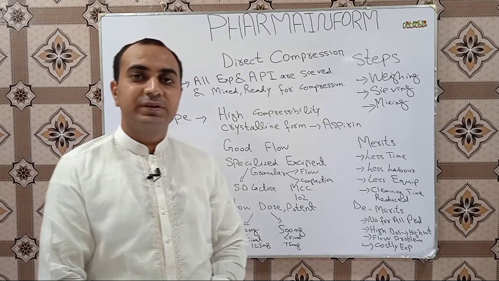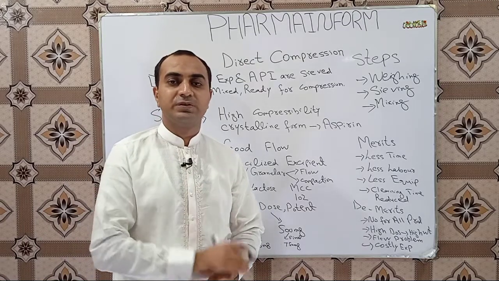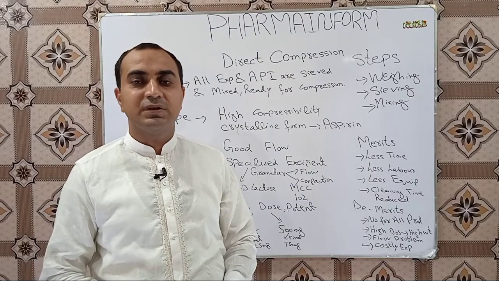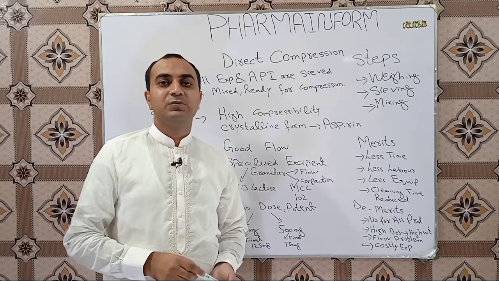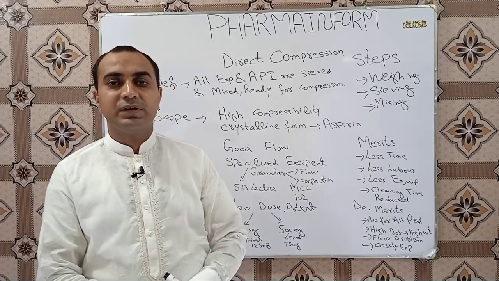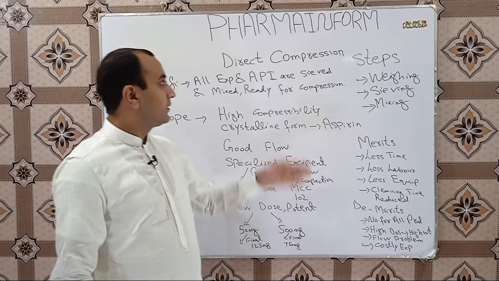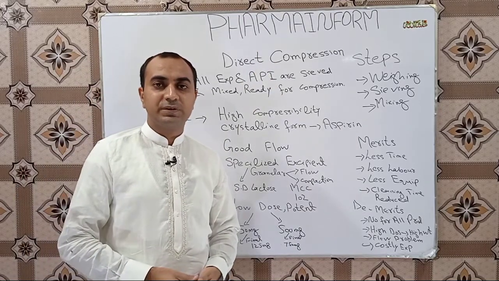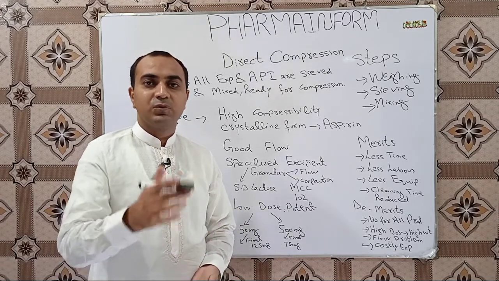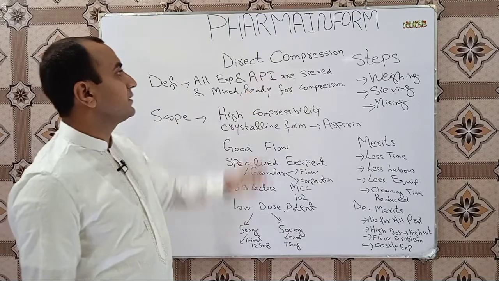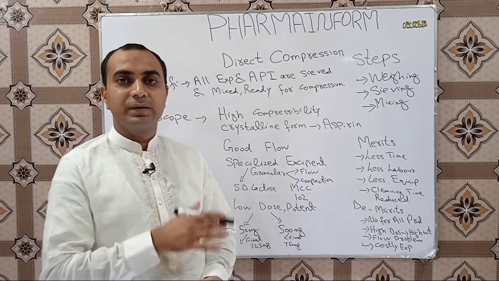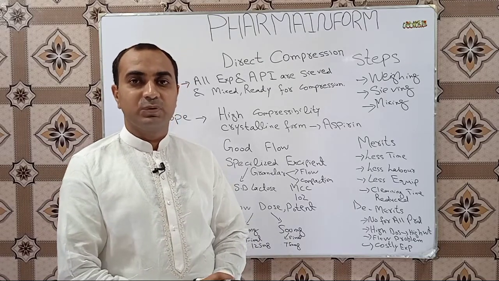Now a common question is: why do we not manufacture all our products by this simple method of direct compression? Why do we use dry granulation, why do we use wet granulation? Because wet granulation and dry granulation are very lengthy steps. So why do we not use the direct compression method? In this video we will discuss all these topics. So let's start. The direct compression method looks very simple, but it is not feasible for all products.